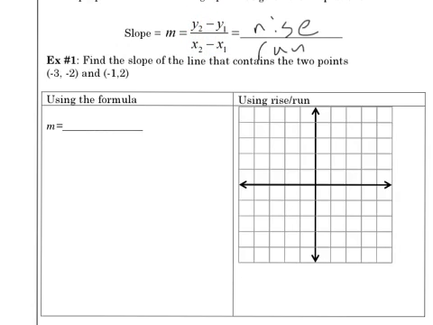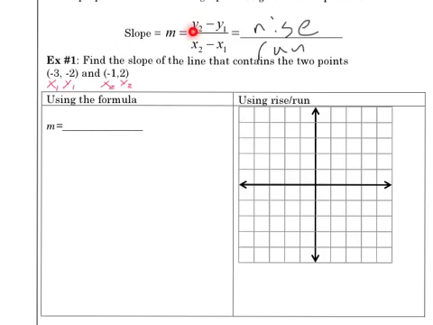So if we've got 2 points, there are 2 ways for us to calculate the slope. I'm going to show you both. First of all, get in the habit of labeling your points, x1, y1, x2, y2. If you get stuck, it's probably because you didn't label them. And let's just plug it in, right?